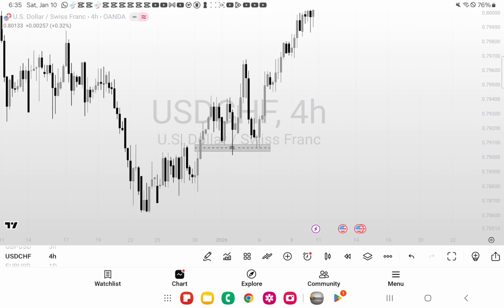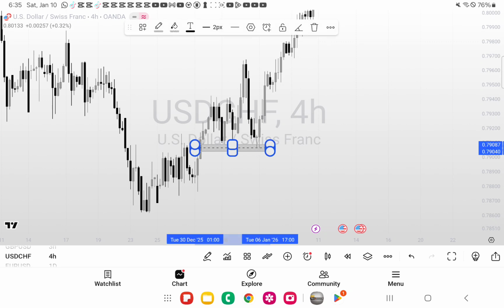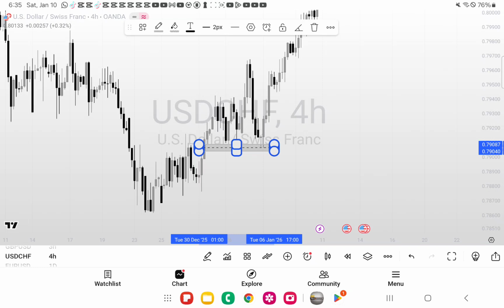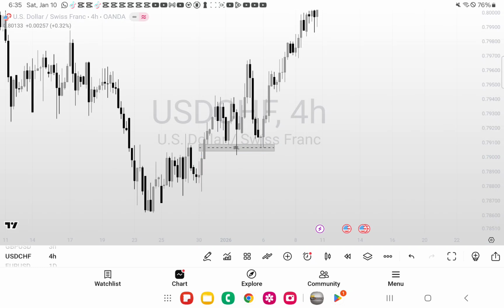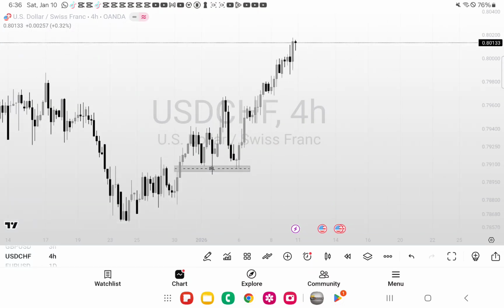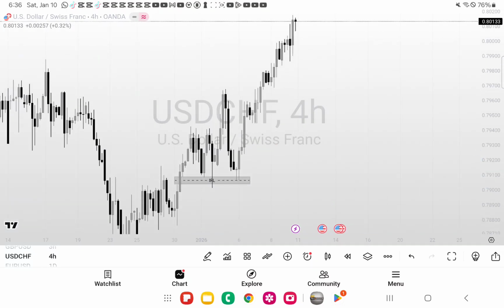Once you see this internal range liquidity in the form of a fair value gap, that is a sign of imbalance. It means within this zone, buyers were very strong in the market. That's why price left behind this imbalance, this fair value gap. That's a high momentum of buyers in the market. That's how to identify them.